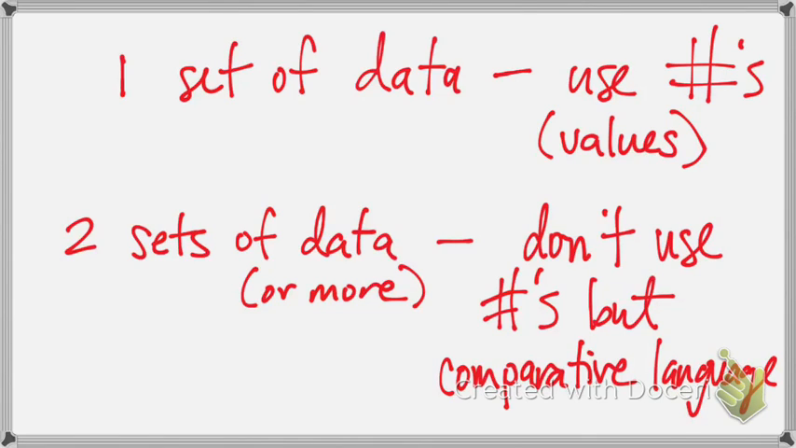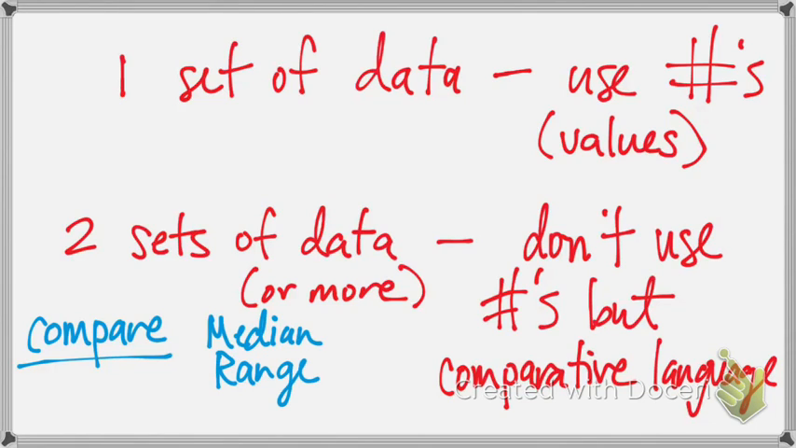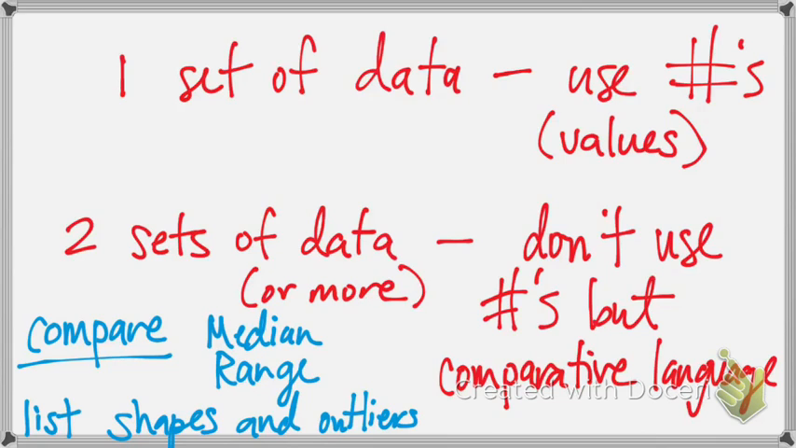So you're going to compare the medians. You're going to compare the range. Then you can't really compare the shapes, so you'll just list the two shapes and list the outliers. After you write this down, we'll go back to those two graphs and look at which one has a higher or lower median, which one has a larger range or smaller range, like that.